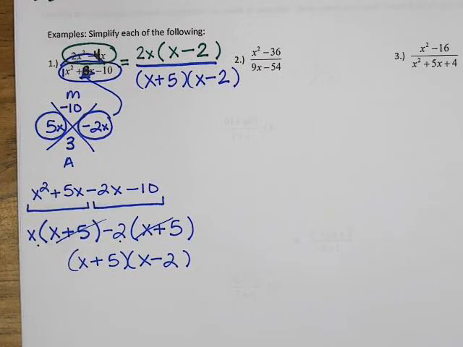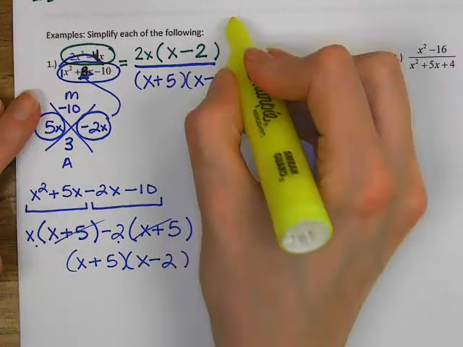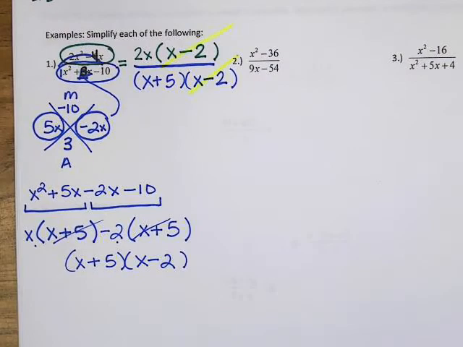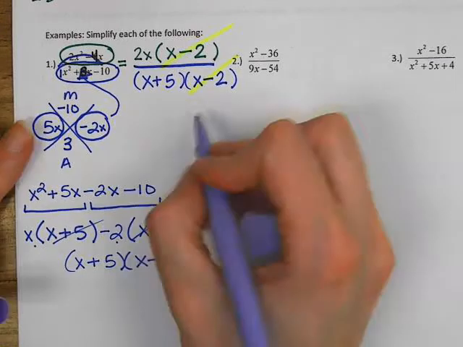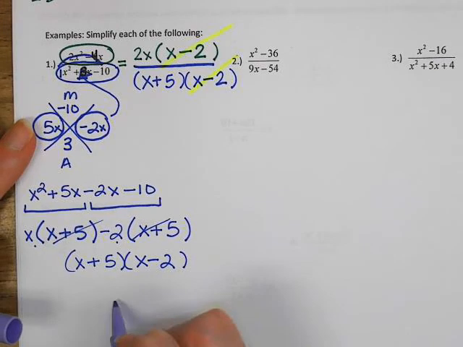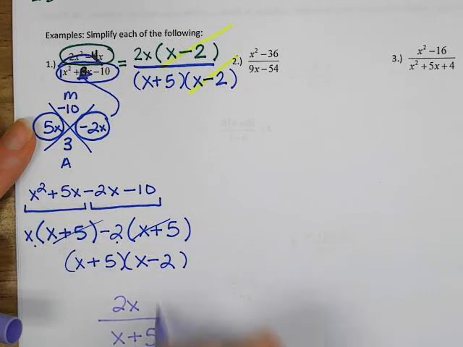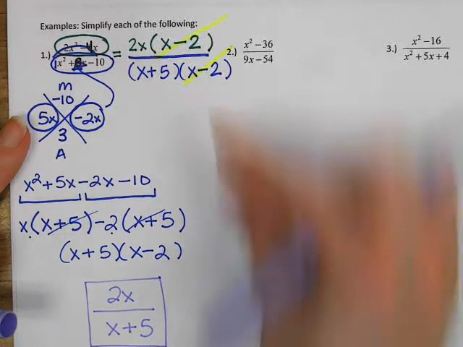Okay, now the fun part, what cancels? Looks like they both have an x minus 2. So then everything that's left is your final answer. Final answer we'll write down here is 2x over x plus 5. Nothing to cancel there. Done. See, I just got that from here.